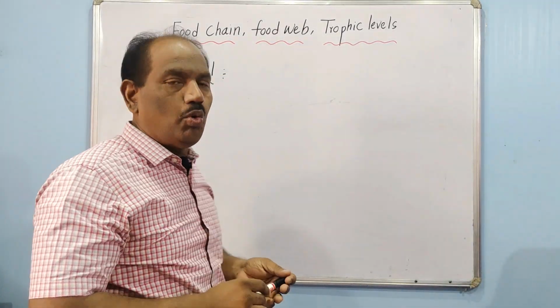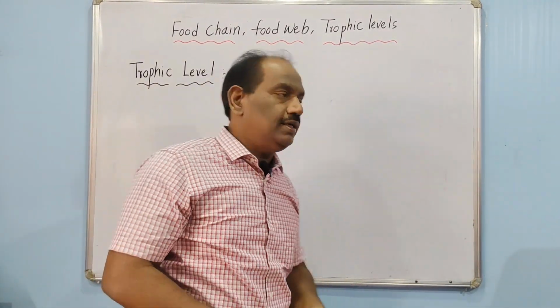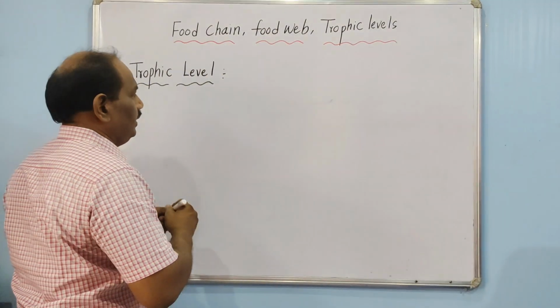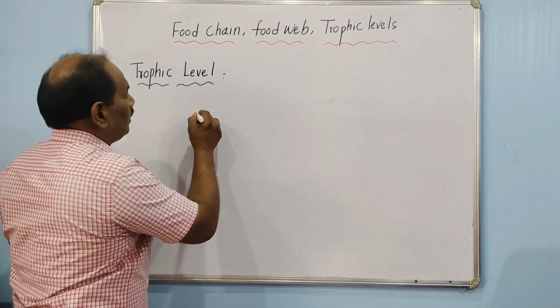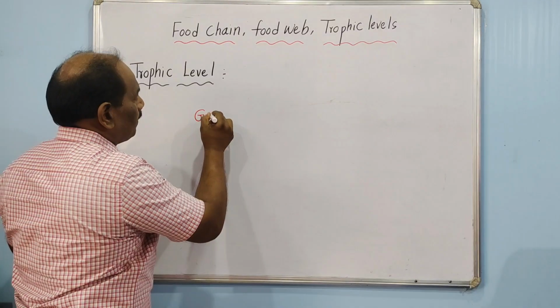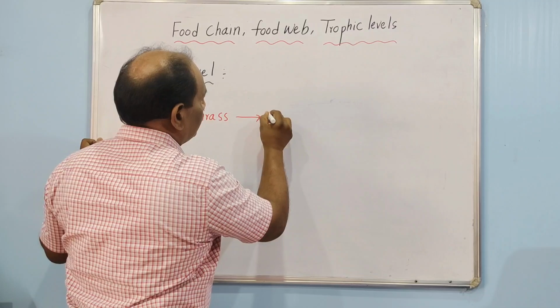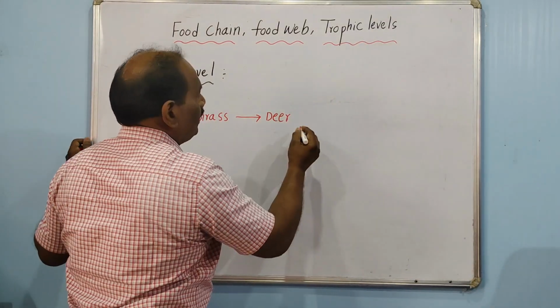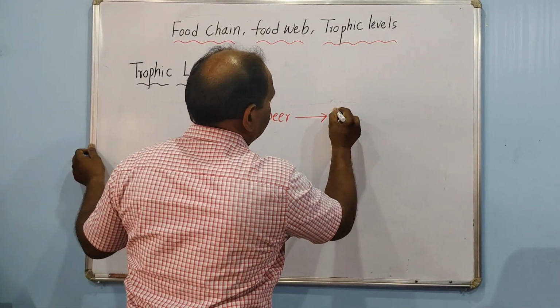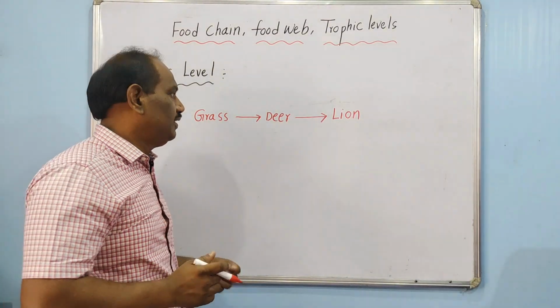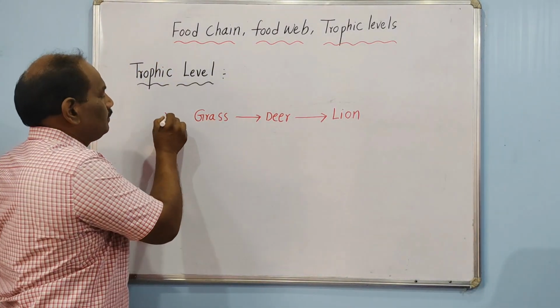Let me explain what a trophic level is. For that, I want to write a simple food chain. Grass, deer, lion. This is a simple food chain. Let me write one more food chain.